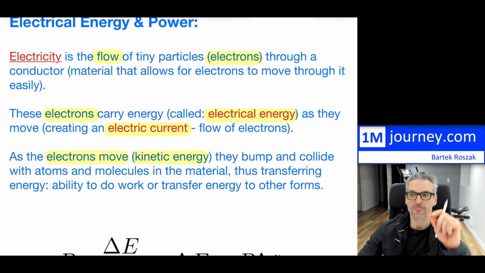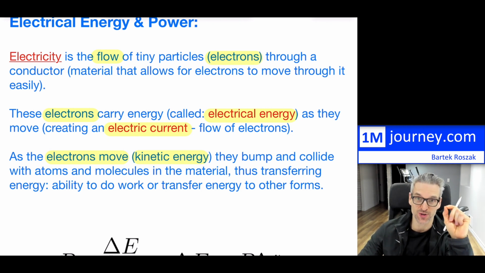So there you have it. So now you know what electricity is. It's the flow of these tiny particles called electrons. That flow of those electrons we typically call current, electric current. Those particular electrons carry energy due to their motion throughout, and as they bump along, that energy is called electrical energy. And that's what we have.